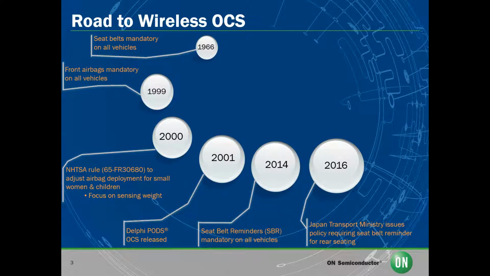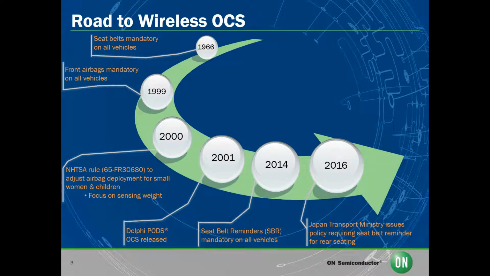Wireless OCS began just like all technical innovations do. For automobiles, we can look back and see how it all started with safety. In 1966, seatbelts became mandatory for all vehicles. Then front airbags became mandatory in 1999. From then on, safety standards and regulations continued to increase to lead to where we are today with wireless OCS.